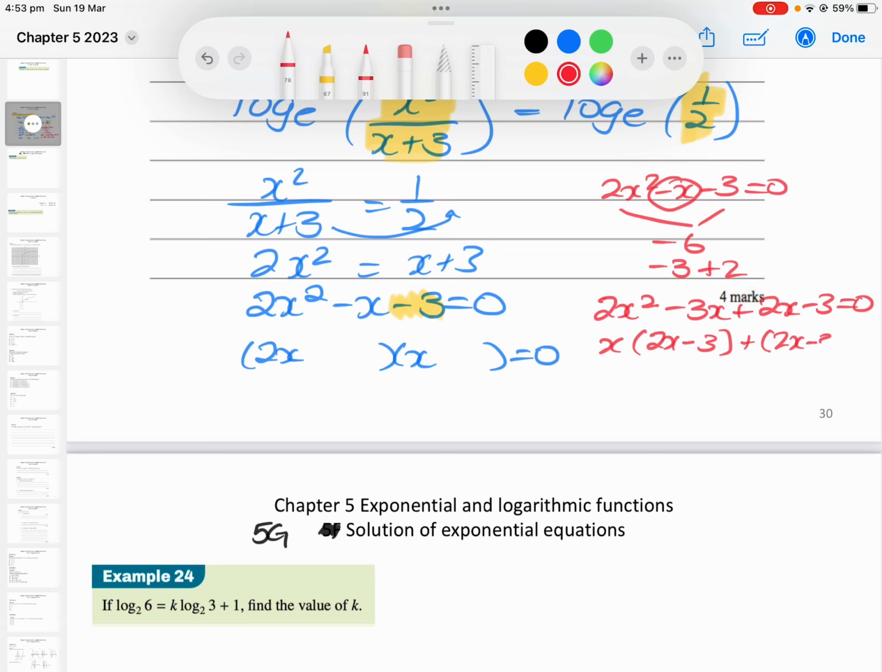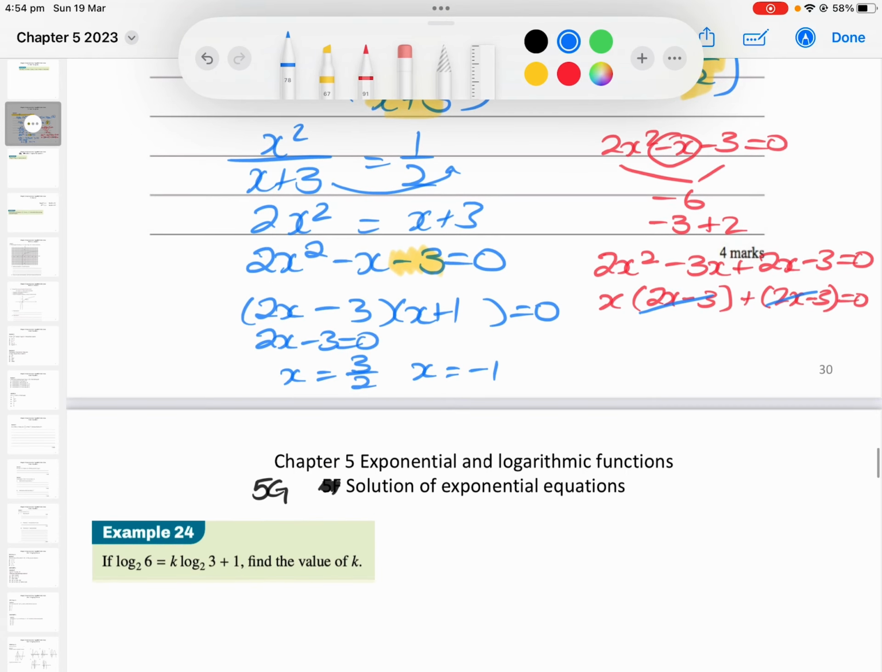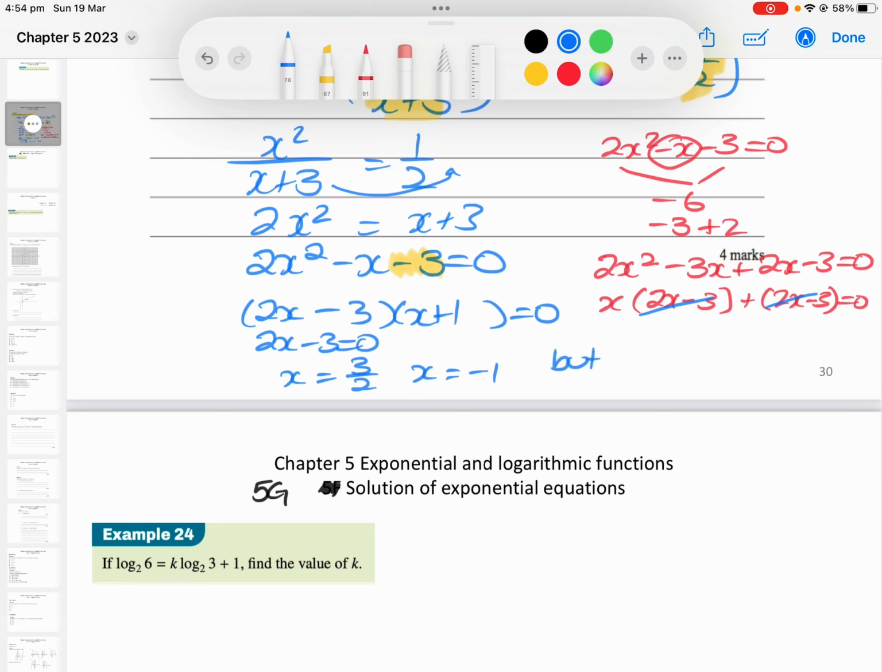And there we are, we've got those matching 2x minus 3. So the factors are 2x minus 3. That's taking out this, and I'm left with x plus 1. So that means 2x minus 3 equals 0. So x is 3 on 2, or x is -1. But we know we can't have the log of a negative number. So we say, but x is greater than 0. Therefore, x equals 3 on 2.